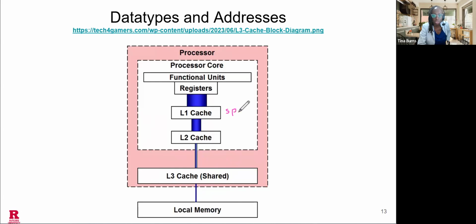This is going to be this bridge. And this L3 is going to be a shared resource, right? Because the L3 cache can be accessed by various components of your computer in order to share information. And that's going to be the last one right before we get to the main memory.